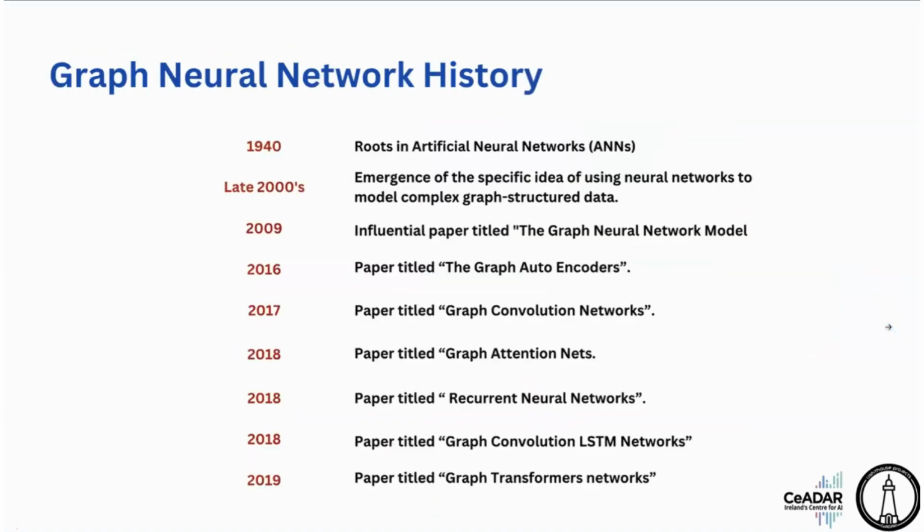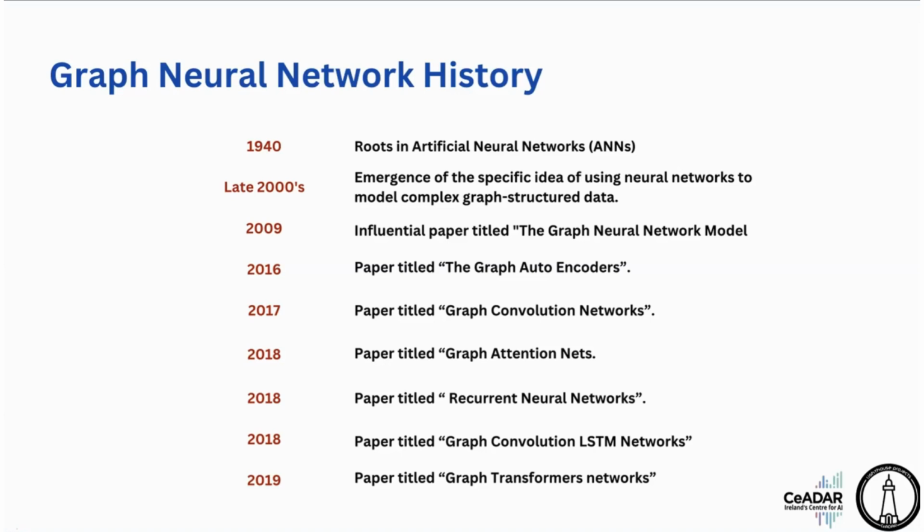So let's start with graph neural networks and their history. The graph neural network all started in the 1940s, when the basic artificial neural network was discovered. Later, in the late 2000s, we started to see neural networks emerge specifically for graph-structured data. Then the graph neural network model was first discovered, and it was extended in 2016 using graph encoders.